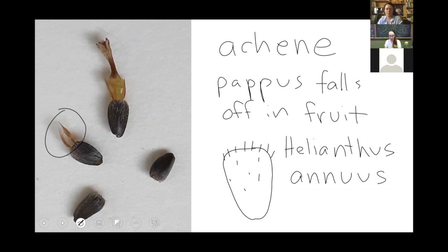And some sunflowers will have different patterns on the shell of the achene. These are just kind of dark, like a dark gray to black sort of color, not particularly shiny.